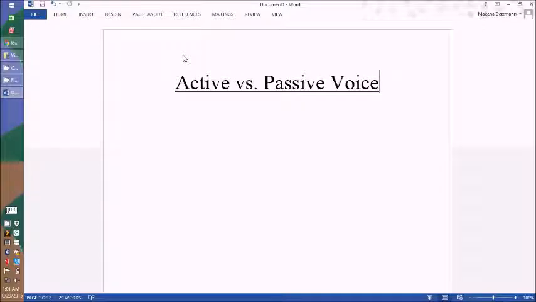Passive voice, however, includes a subject that is acted upon by an agent. Using passive voice in your writing is technically grammatically correct, but the use of active voice is generally preferred because it gives a sense of immediacy and clarity to the sentence. Let's look at a few examples.